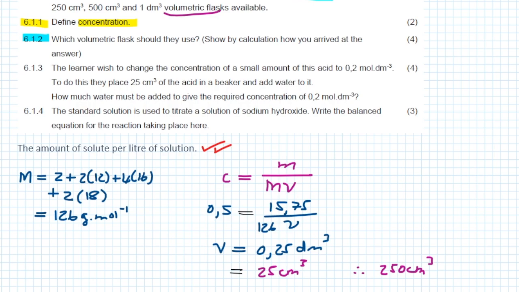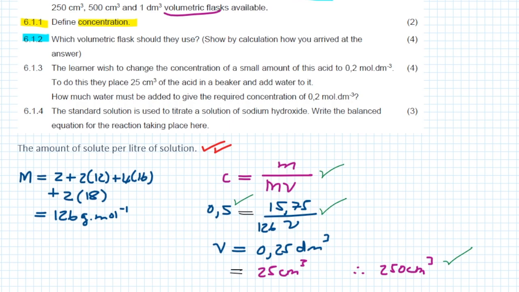Over here, marks are going to be awarded as follows. You're going to get 1 mark for your formula, 1 mark for the substitution on the left, 1 mark for that on the right, and 1 mark for your final statement that they should use the 250 centimeter cubed volumetric flask.